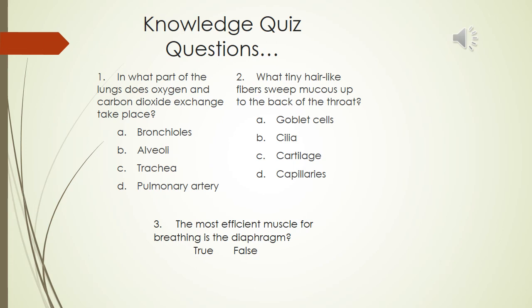Here you have the opportunity to take the knowledge quiz to review the information that we shared with you in these slides. The answers to the quiz are on the second slide.